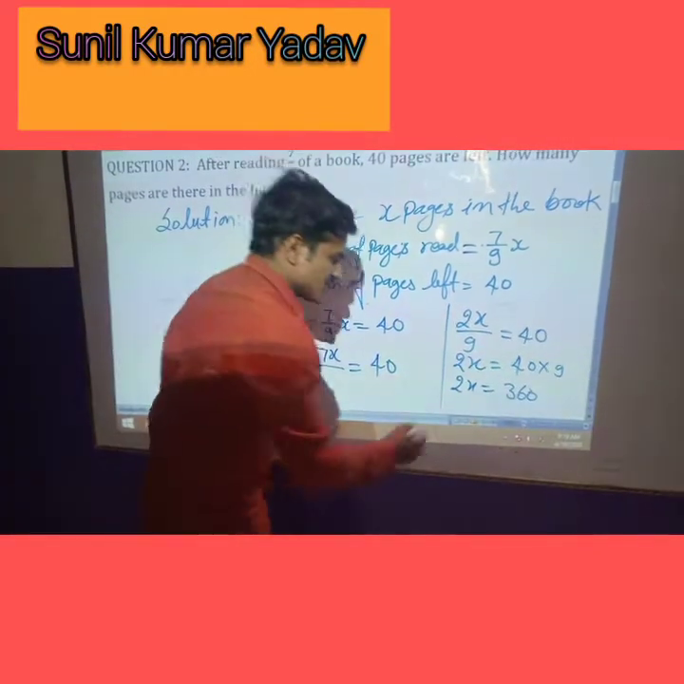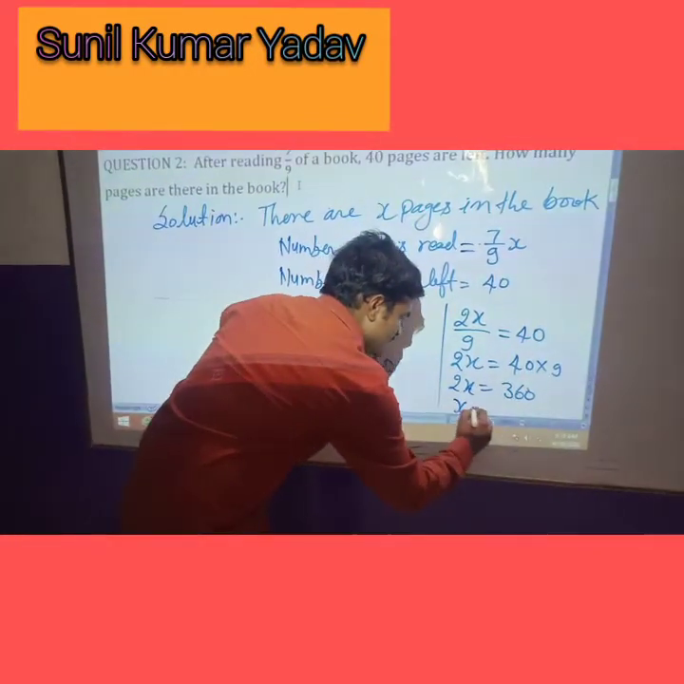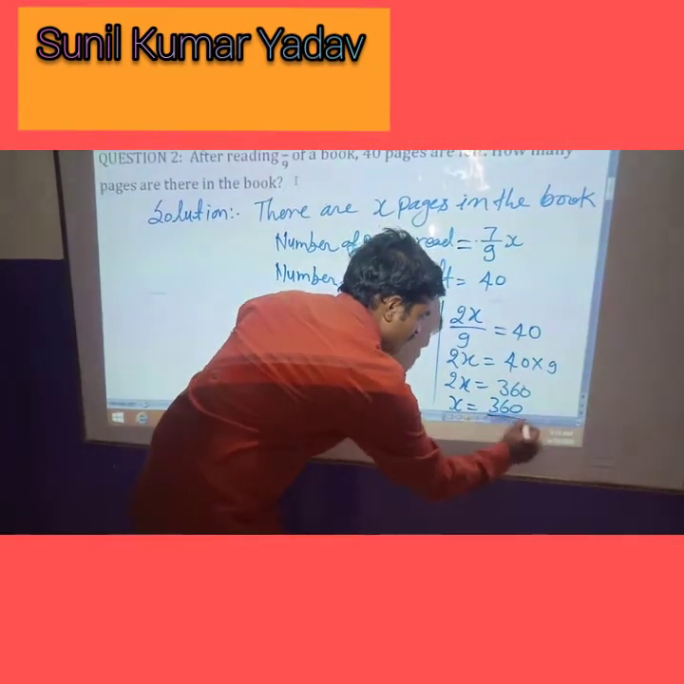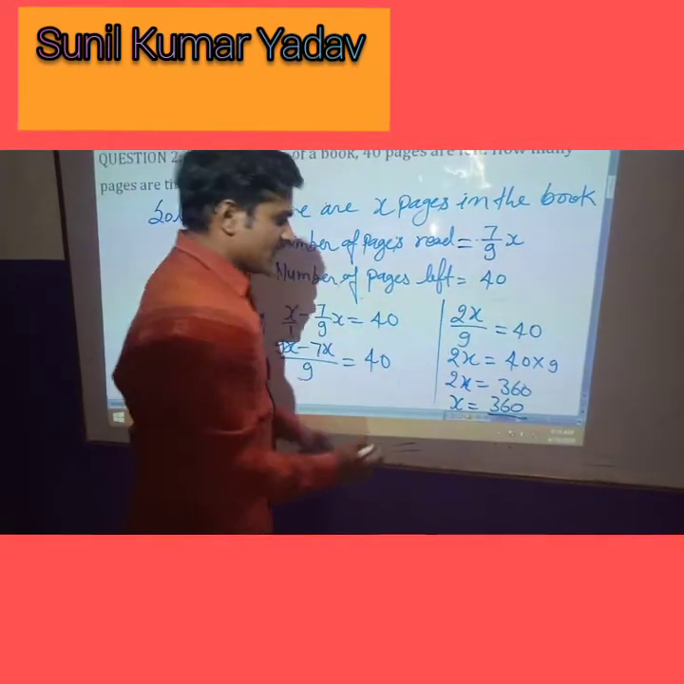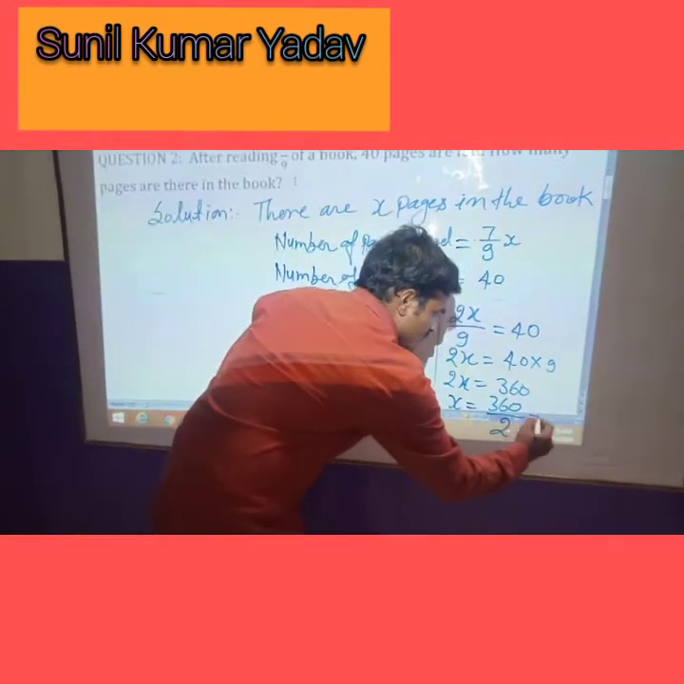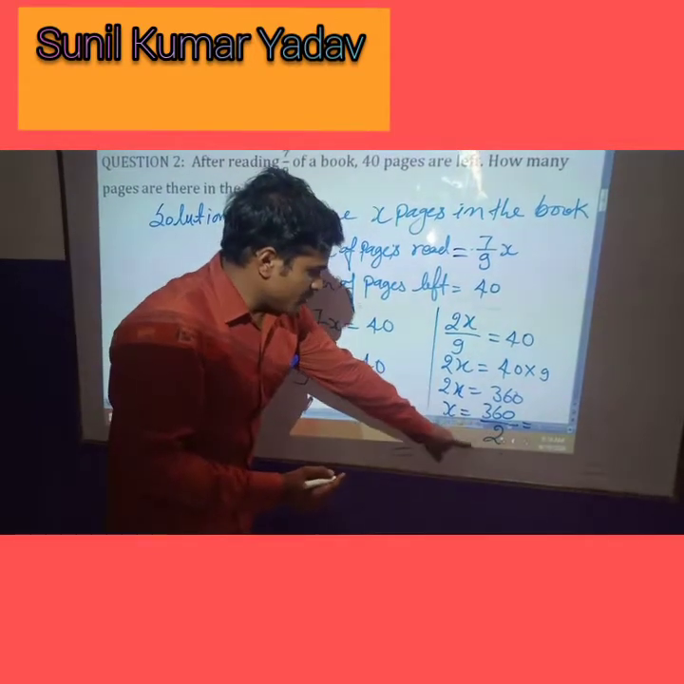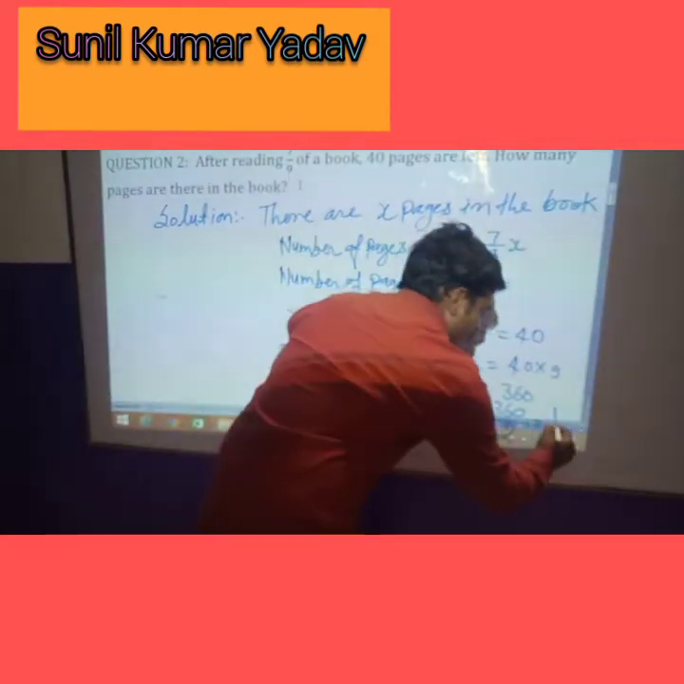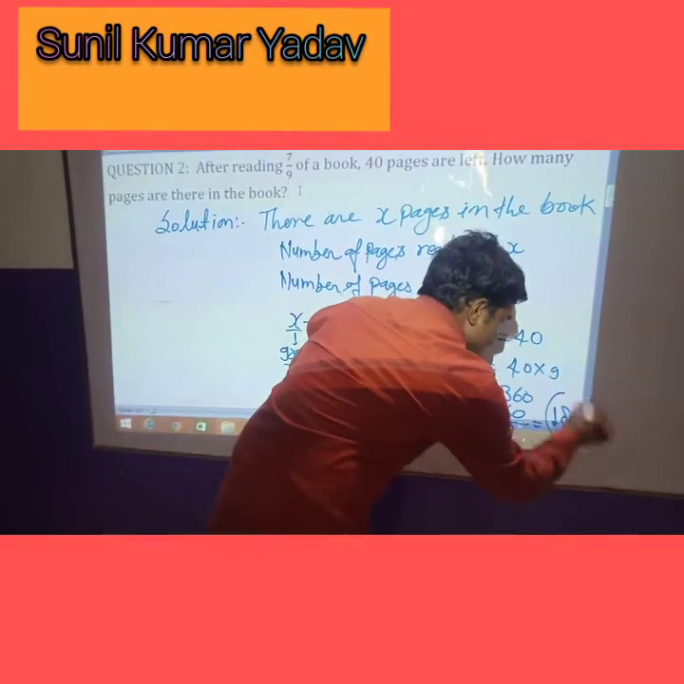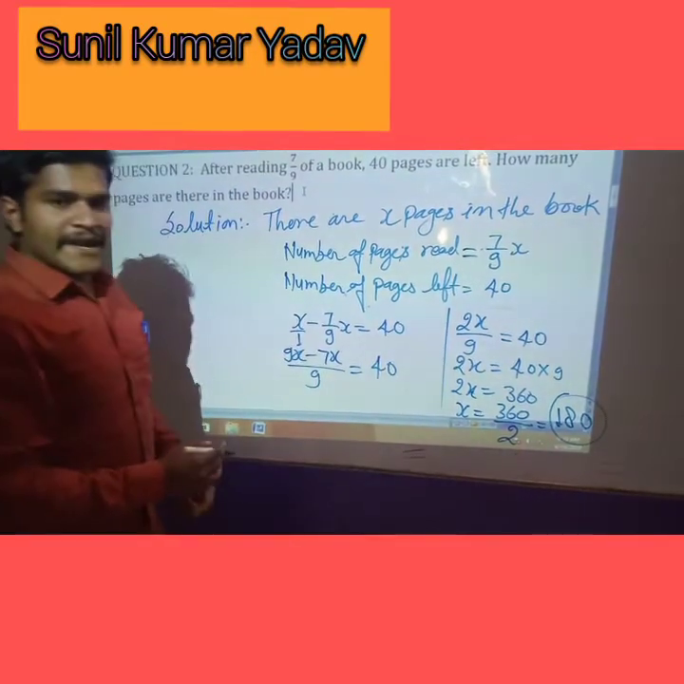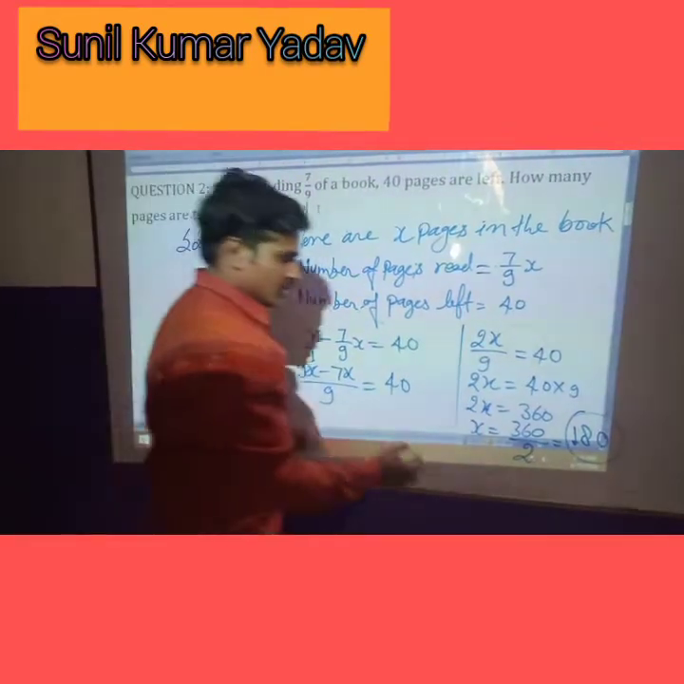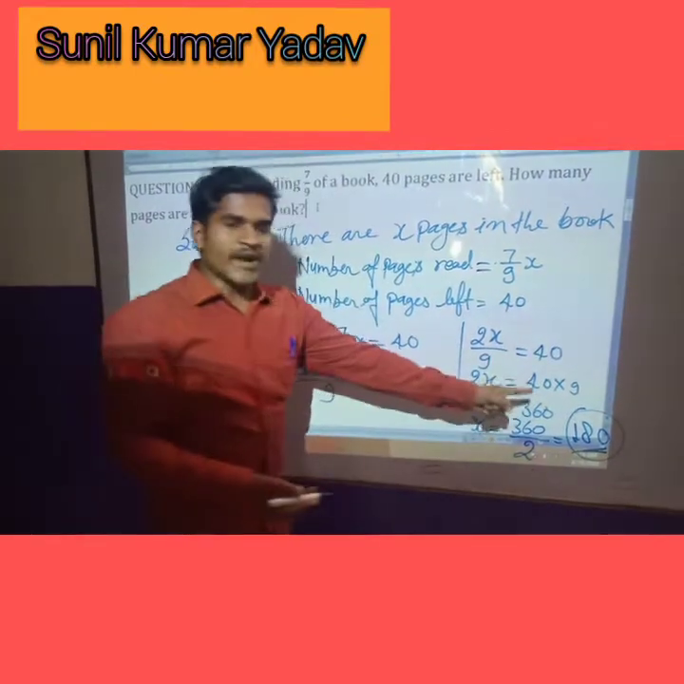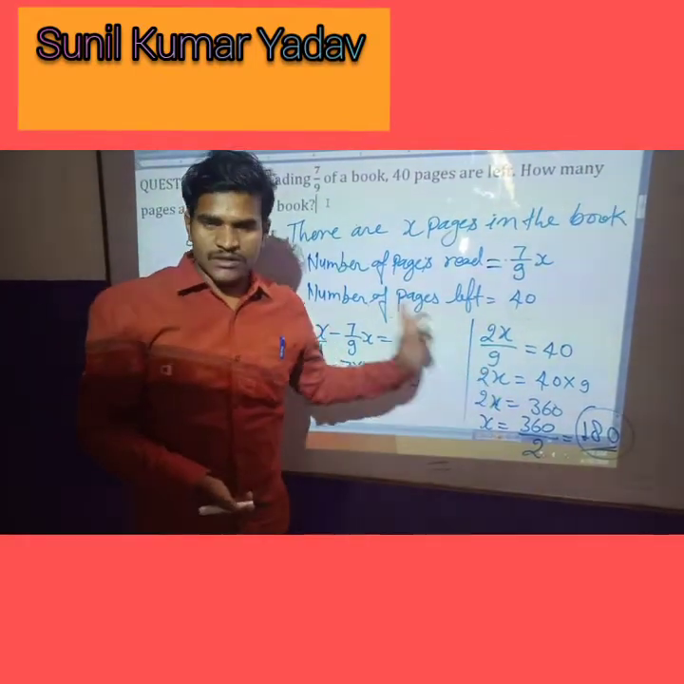Now x is equal to 360 upon 2. When we transpose 2 from left to right, it will be divided. So when 2 divides 360, it gives 180. It means there are 180 pages in the book. How many pages are there? 180 pages in the book.